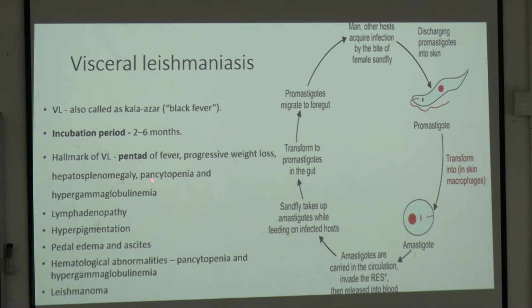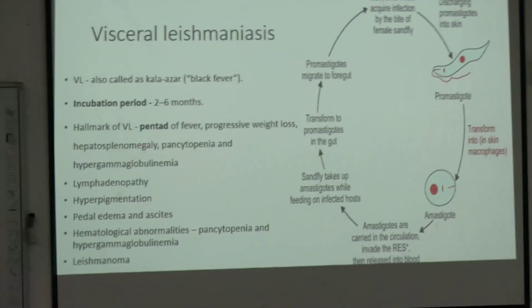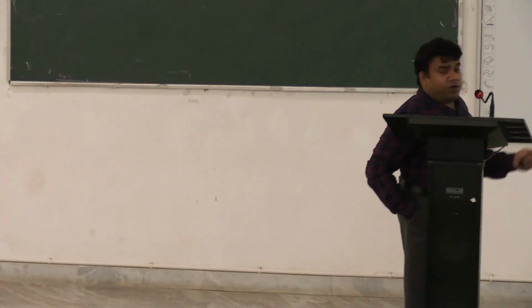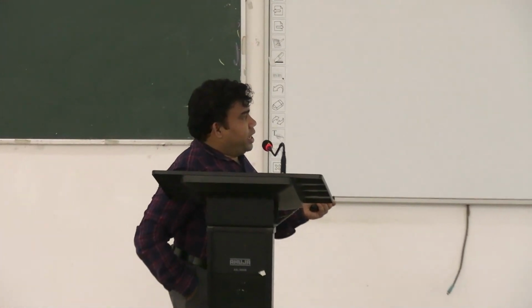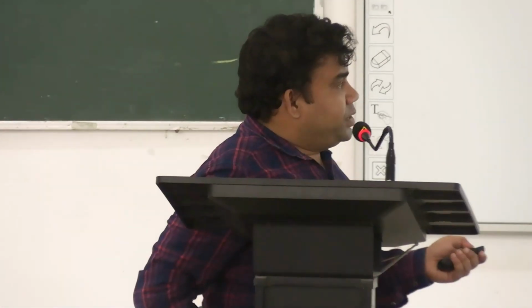Now, typical presentation is seen with a pentad presentation, that is 5 presentations. What are the 5 presentations? Fever, progressive weight loss, hepatosplenomegaly, pancytopenia, and hypergammaglobulinemia. These are the common 5 presentations. Next.